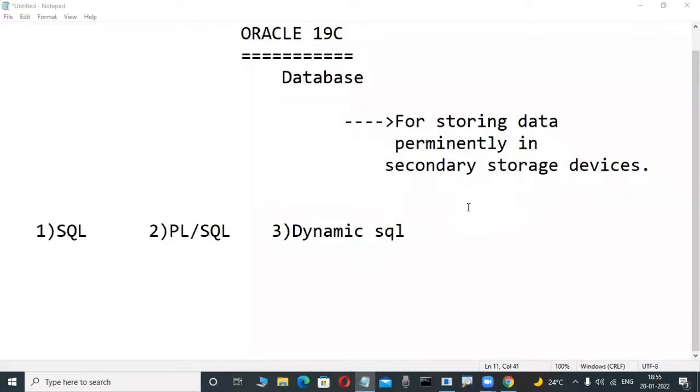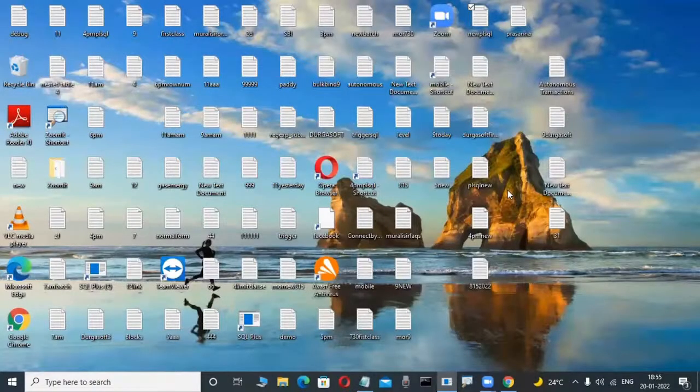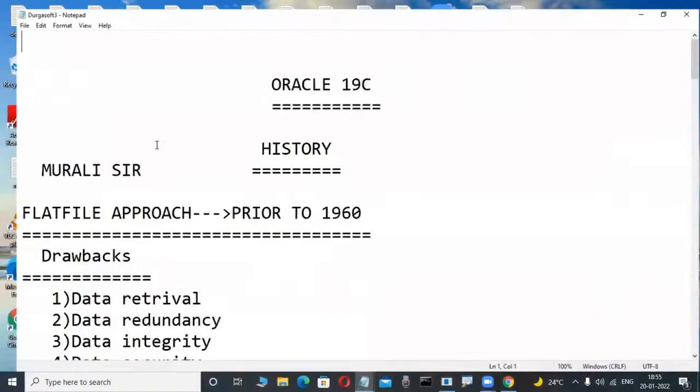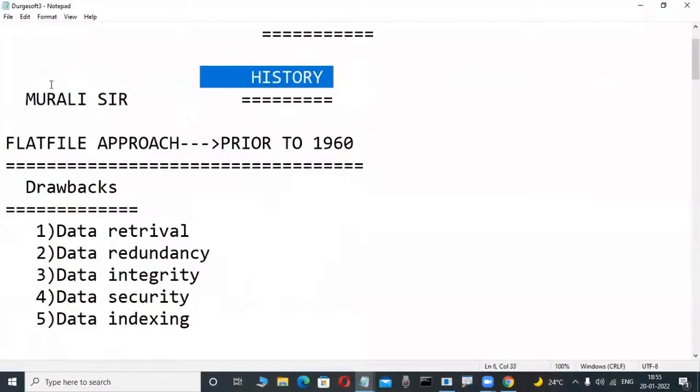In this course, we are covering SQL, PLSQL, and dynamic SQL along with this. One of these days, we will also tell the history. Not Murali Sir's history, but the history of databases.